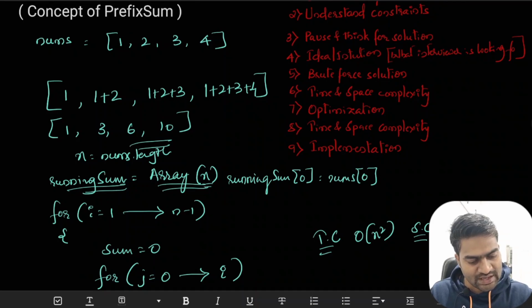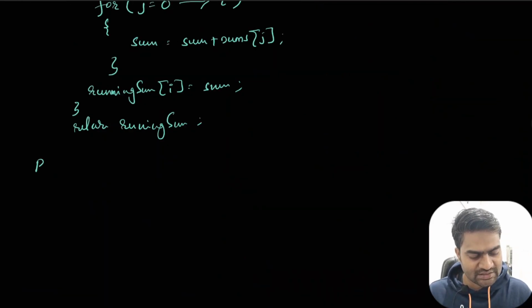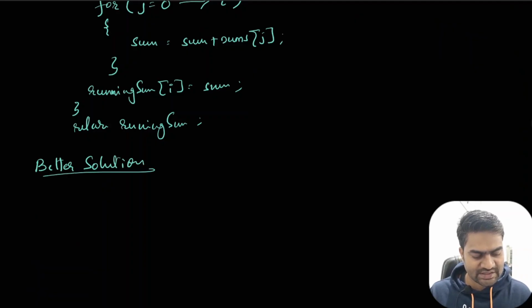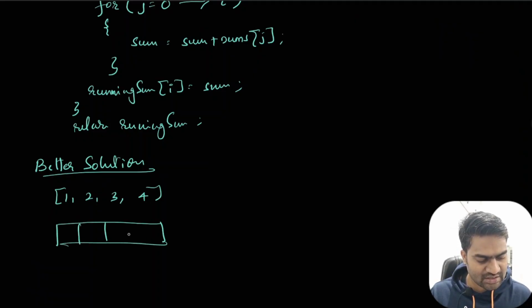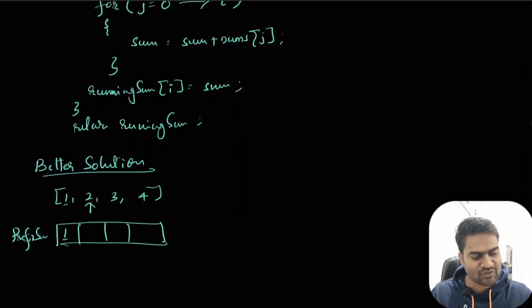So for the better solution, let us take the number array again, 1, 2, 3 and 4. I will take this as our prefix sum array. Now 1 I will put as it is. Then when I try to process this number, I will simply consider its prefix sum, which is 1. Then I'll add this with the current number. So what is the total? It will be 3. I'll place that here.